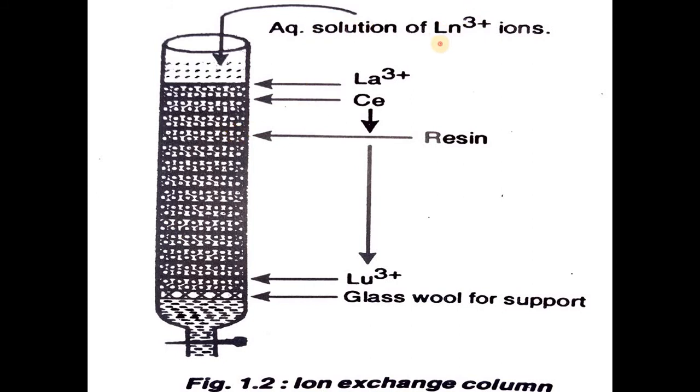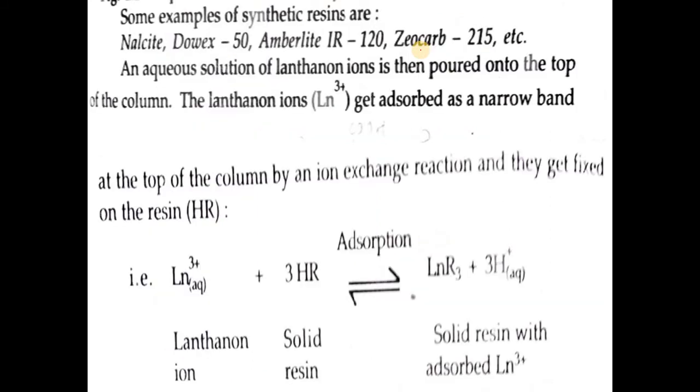Here an aqueous solution of lanthanide 3+ ions is poured, and during this lutetium will form a stable complex with this aqueous solution and will be eluted first. So lutetium is eluted first, and after that lanthanum is obtained last. Some examples of reagents are Nalcite, Dowex 50, Amberlite IR120, and so on. An aqueous solution of lanthanide ions is then poured onto the top of the column.